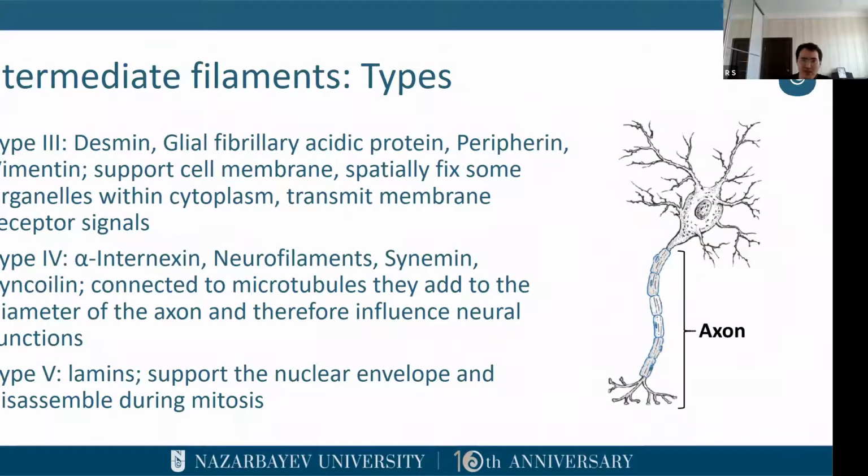Type 3 is responsible for first transmitting membrane receptor signals, also fixing of some organelles inside the cytoplasm, and also supporting the cell membrane. So you have this cell shape, and whatever happens inside the cell, the shape is almost the same or very constant.